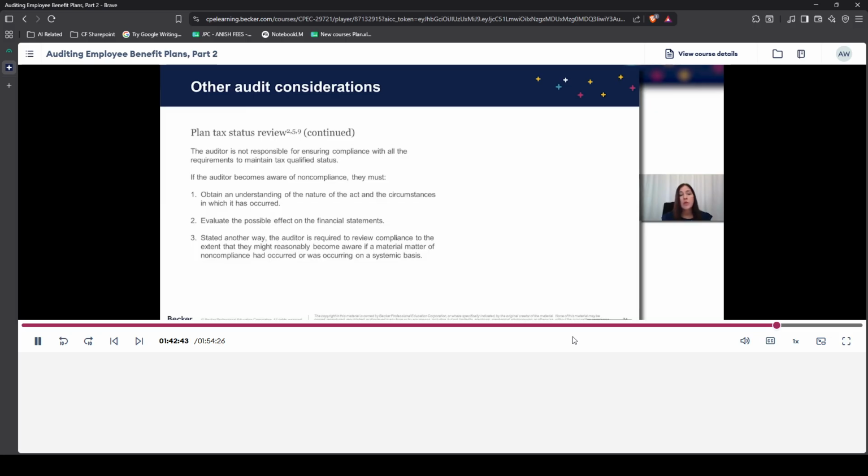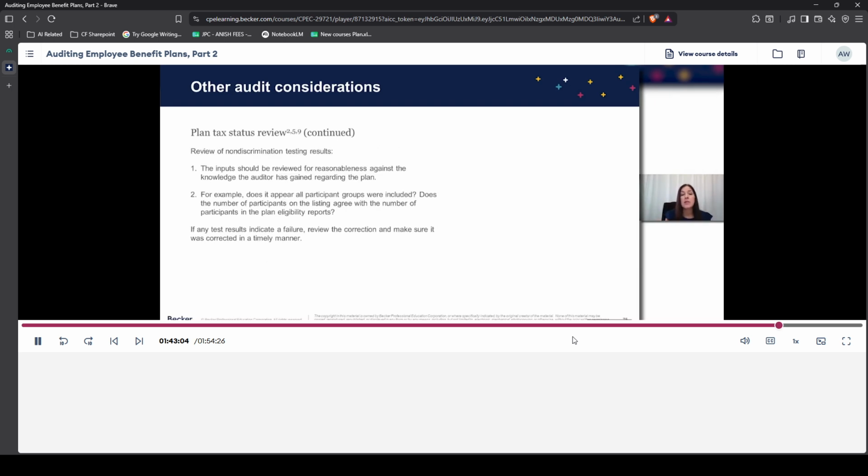So what can we do? We can obtain an understanding of the nature of the act and the circumstances in which the potential non-compliance occurred, evaluate the possible impact on the financial statements, and then make sure it's appropriately communicated. So if they did fail the ADP or ACP test, we need to make sure that the plan is taking the necessary steps to make those corrections.